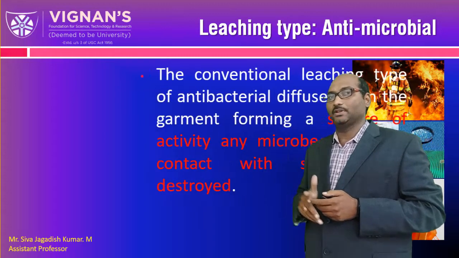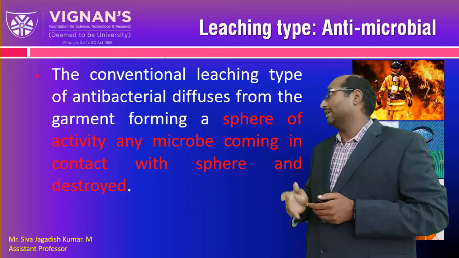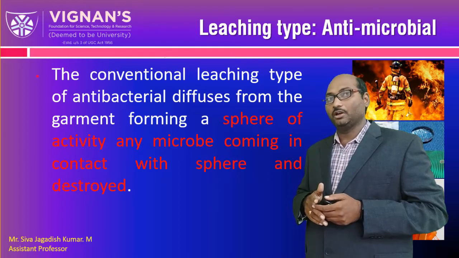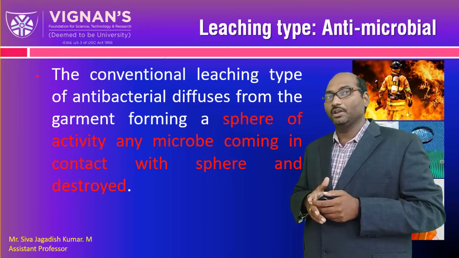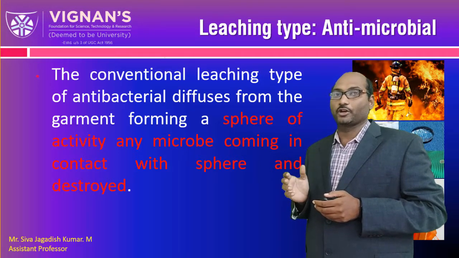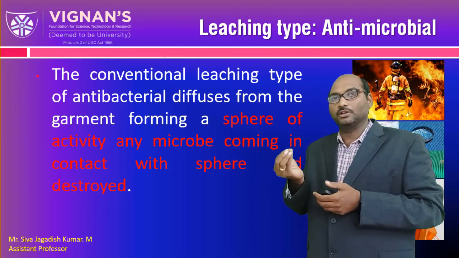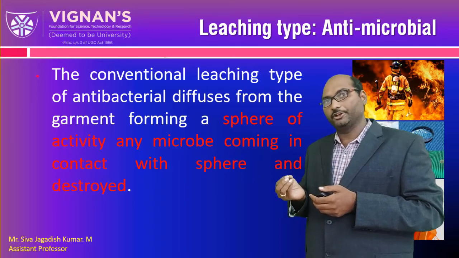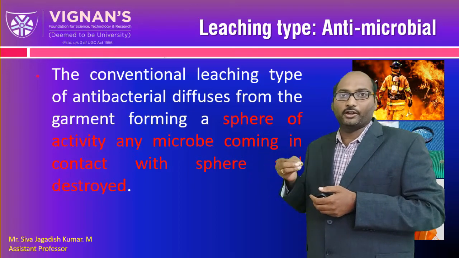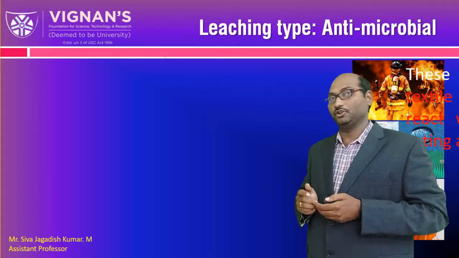Okay, in this, two types are there. One is leaching type, another one is non-leaching. The conventional or normal one is the leaching type, where the antibacterial diffuses from the garment, forming a sphere of activity. Any microbe coming in contact with the sphere is destroyed. So the durability will not be there. The sphere consists of chemicals such as micro-encapsulated ones, and when the bacteria come in contact, it will open and kill the bacteria. This is one type, the leaching type.